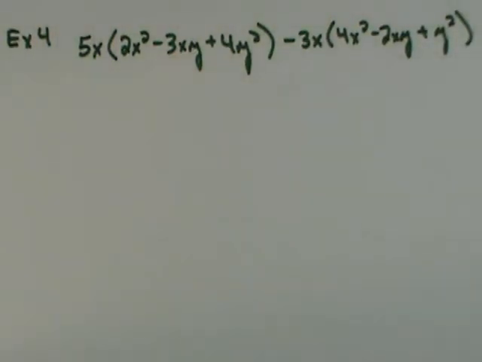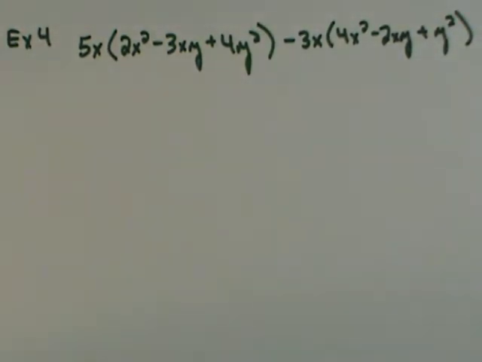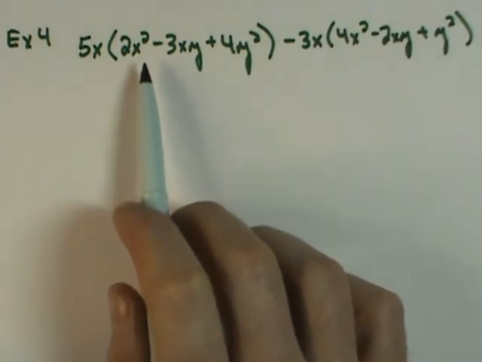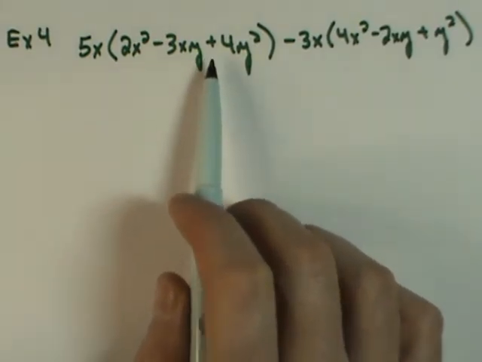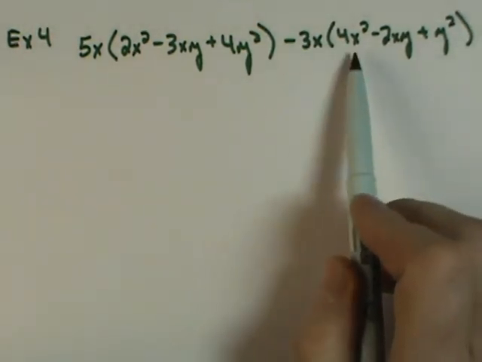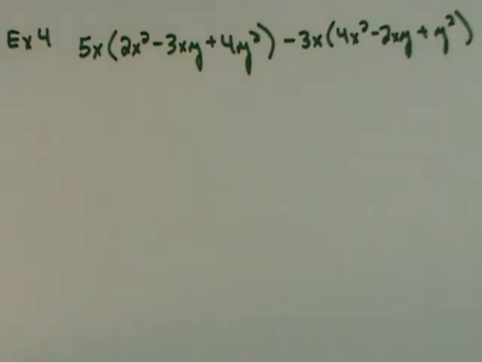Here's our fourth example for multiplying monomials across polynomials, single terms across multiple terms. Notice on this problem we have 5x times the quantity 2x squared minus 3xy plus 4y squared, minus 3x times the quantity 4x squared minus 2xy plus y squared.